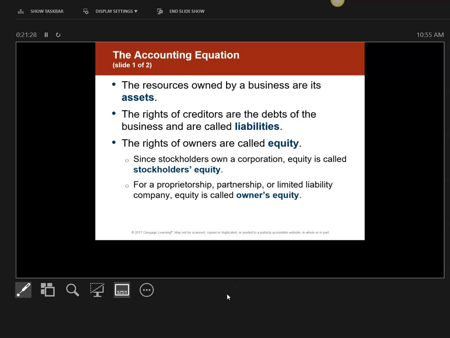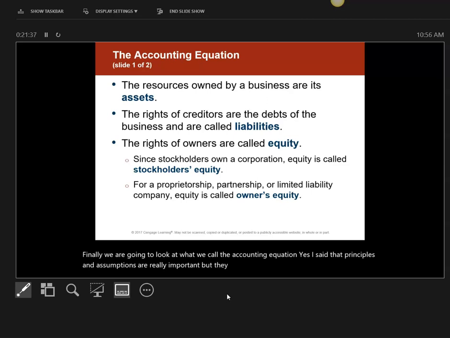Finally, we're going to look at what we call the accounting equation. Yes, I said that principles and assumptions are really important, but the accounting equation is an equation that is based upon everything in accounting. Everything evolves around this equation. And so it has to do with assets, liabilities, and equity.